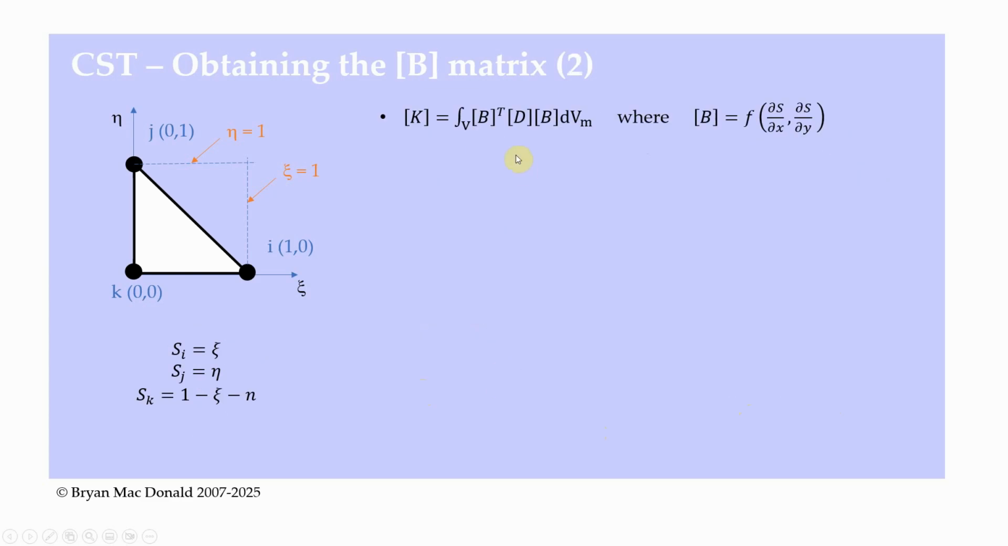Again, we've already established this in our previous slide. The K matrix is going to be a function of the B matrix, and the B matrix is a function of the differentiation of the shape functions with respect to the global x and y. Now, unfortunately, we've already moved into the eta-neta space, and we're defining everything in the eta-neta space. So we need to re-express these dS/dx's and dS/dy's as dS/d-eta and dS/d-neta, because we've already established our shape functions in this space.